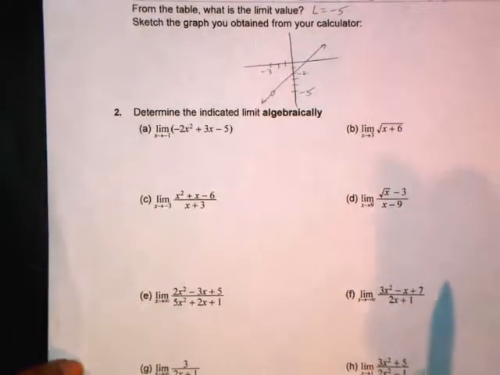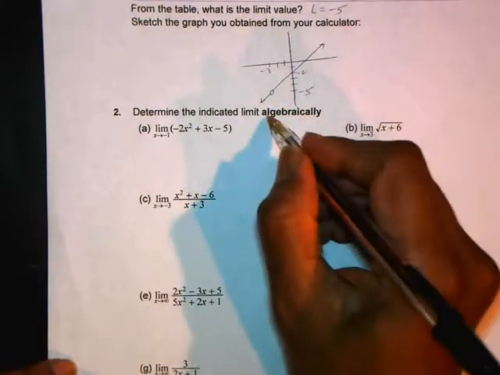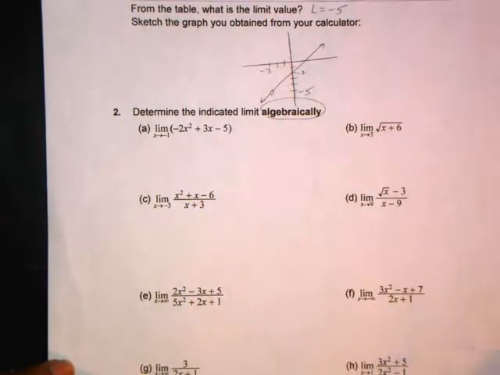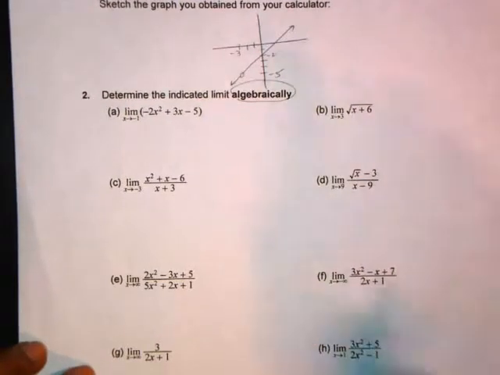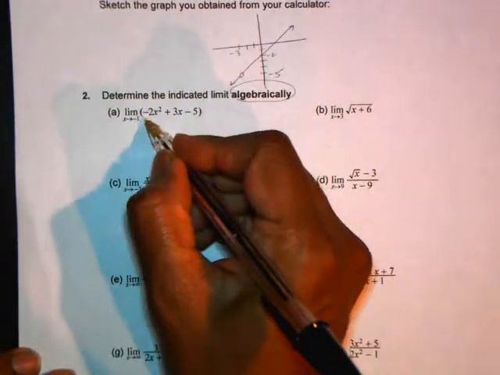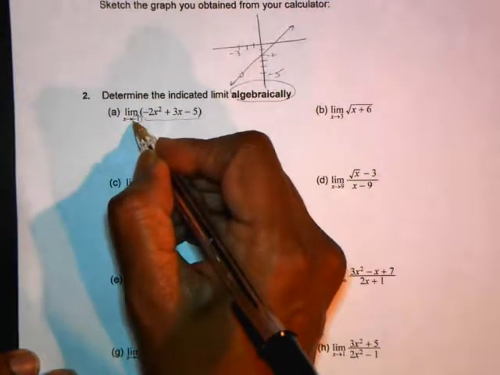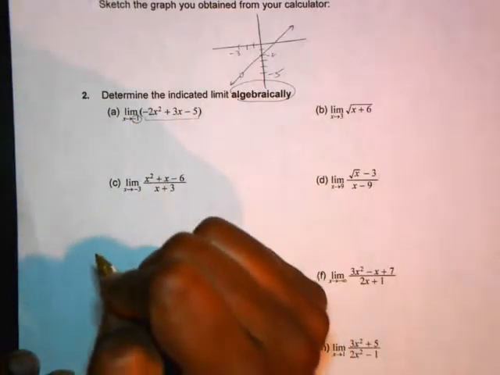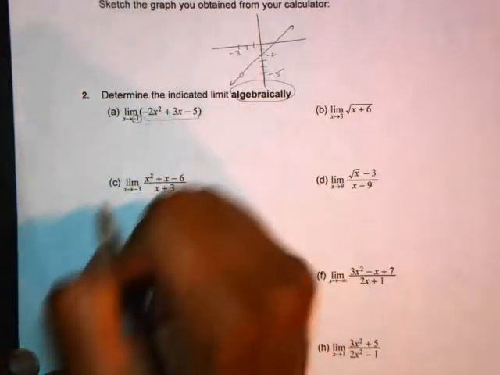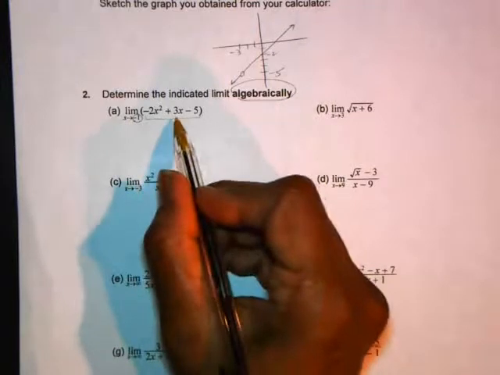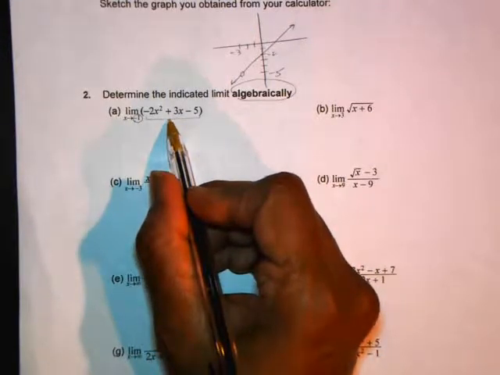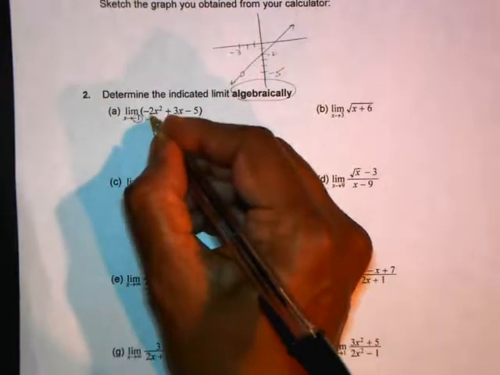Now, for the rest of this section, we're going to be doing limits algebraically. And what that means is we'll be using some techniques to calculate what the y value is. This is your y. As x approaches negative 1, that's a minus. My arrow is hitting the minus sign. And we need to figure out what the y value approaches. Some of these problems that are polynomials, it's pretty straightforward. We just substitute in negative 1.